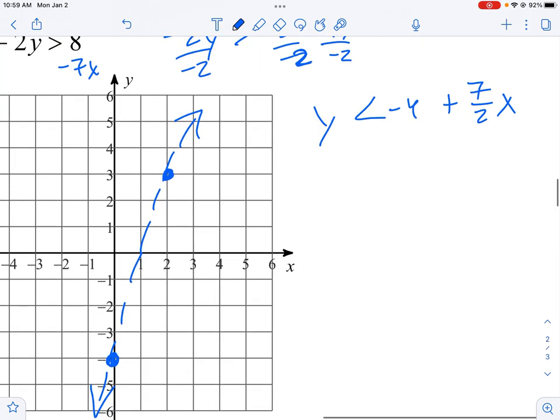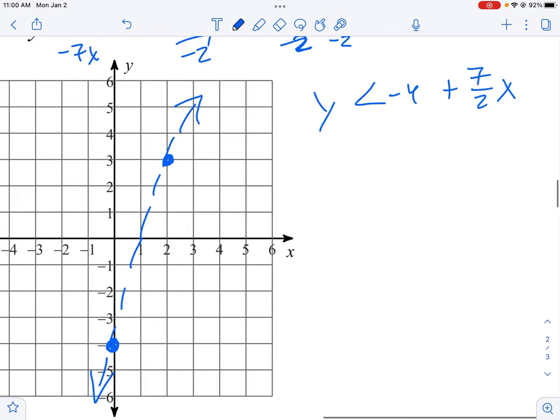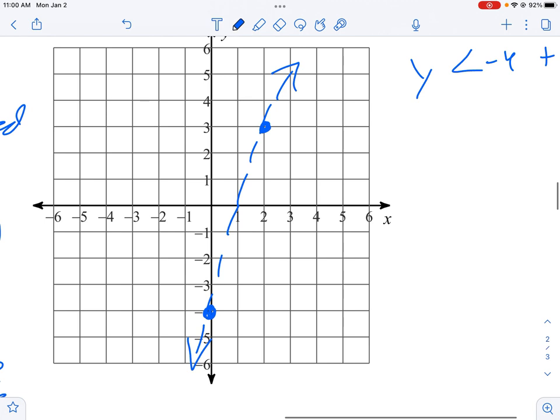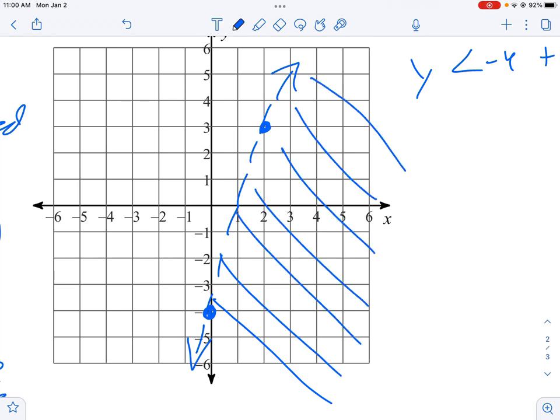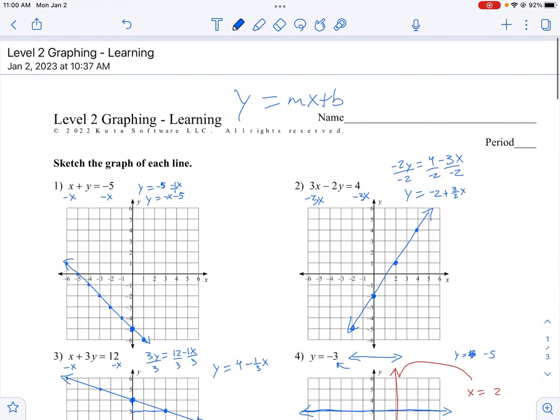And then I also need to shade below because it says less than. If you're wondering what side is below, you just have to think of it diagonally. Which side, if you were to go away from the line, makes you go up or down? If I go straight off from that one, it's going up. If I go straight this way, that one's going down. So this is my less than side. So there's going to be my shading. And there you go. That's how you do level 2 graphing.